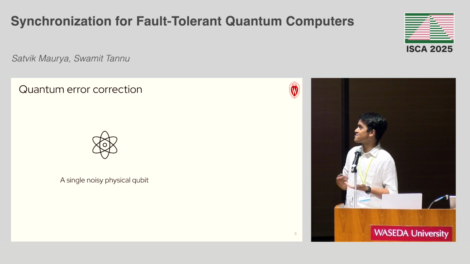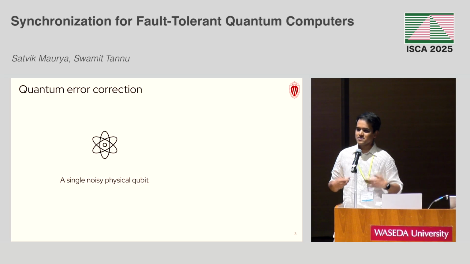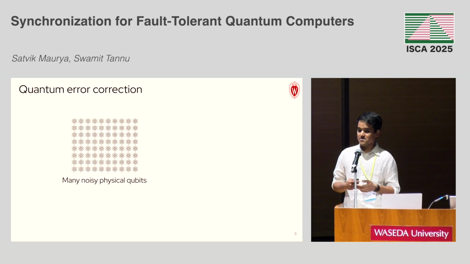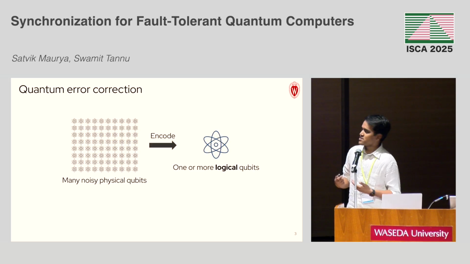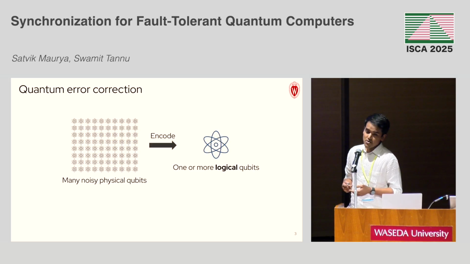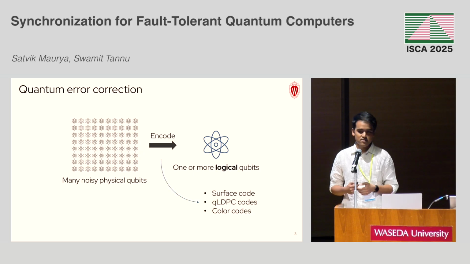So in quantum error correction, we start with a noisy physical qubit. This qubit is not really useful. So in order to improve its usefulness, we take many such noisy physical qubits and we encode them into one or more reliable logical qubits. This encoding is dependent on the quantum error correction code you use. Some examples include the surface code, quantum low density parity check codes, and color codes.